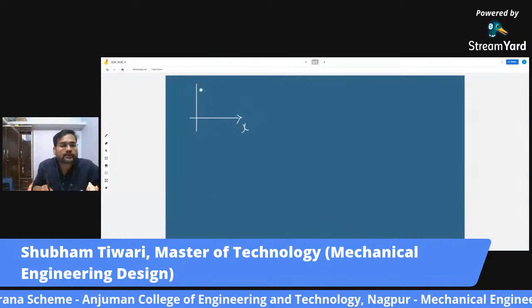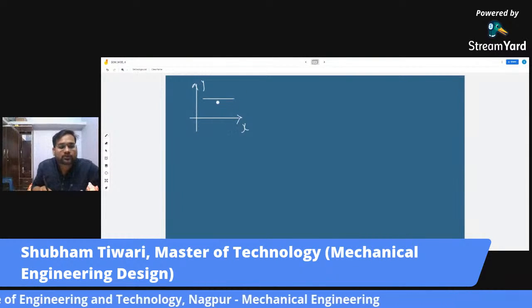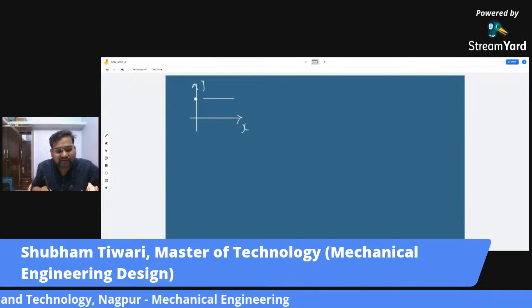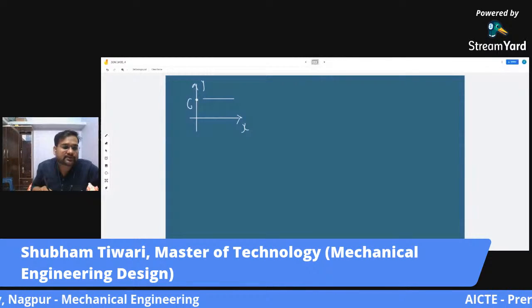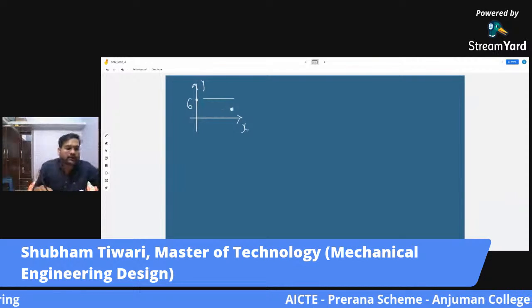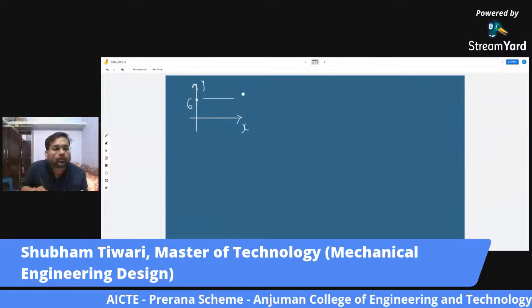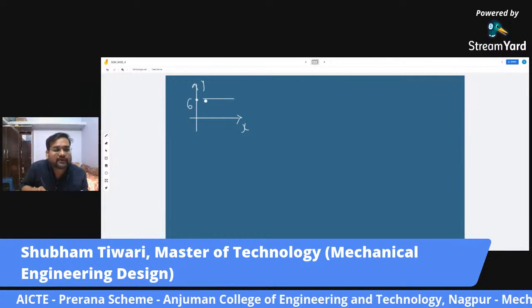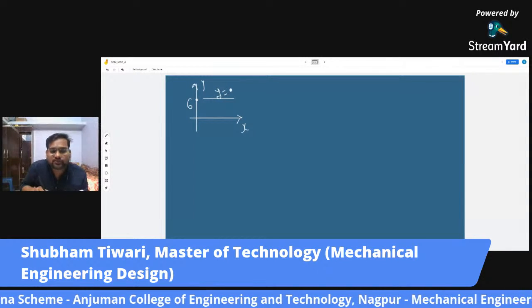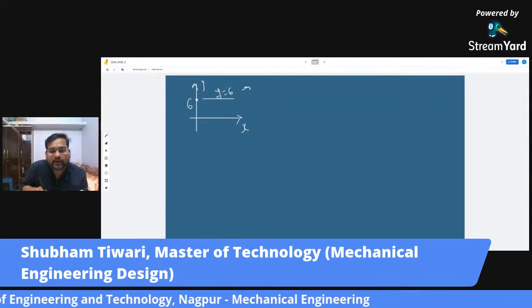X axis, y axis, and we have a horizontal line. So what is the equation of this? Let's say this is some point 6 on the y-axis. So what will be its equation? Its equation will be y equal to 6. So there is no term of x. It can be written as y is equal to 6 x to the power 0.